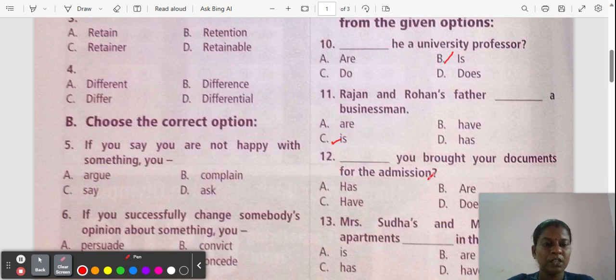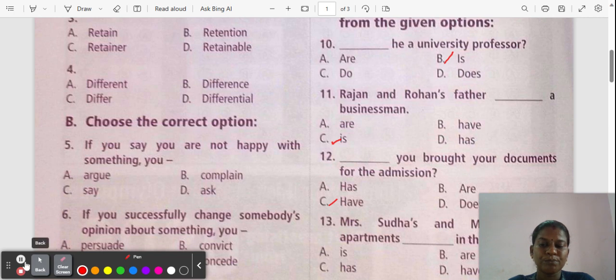Then question number 12. You brought your documents for the admission. Here we are going to ask the questions. Brought your documents for the admission. Option A has, option B are, option C have, option D does. Here option C have is the correct answer. Have you brought your documents for the admission?